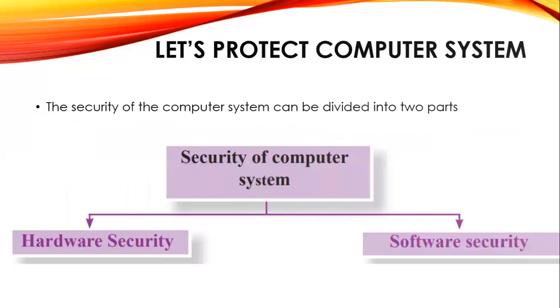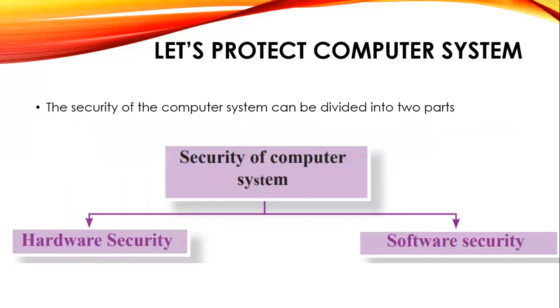When we consider protecting our system, we can mainly divide it into two parts. Because a computer consists of what? Hardware and software. So in computer security also, we can consider one section as hardware security and another as software security. These are the two main sections we have to consider.